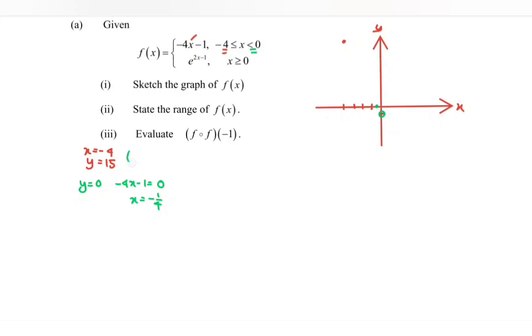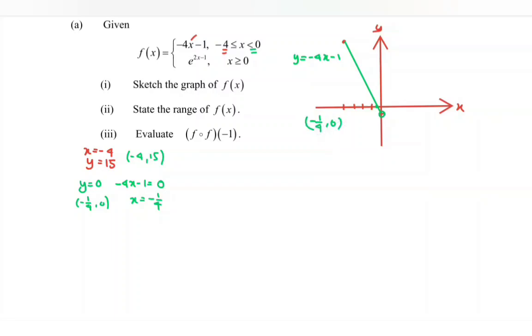So we have the coordinates -4, 15. We have the coordinate -1 over 4, 0. So kindly sketch the graph. So here we have the graph y equals -4x - 1. Kindly plot the situation. So in here we have -1 over 4, 0.